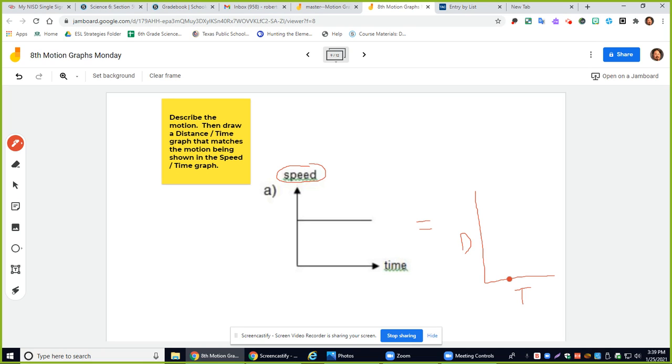So I didn't see that. Show me your distance time graph. What would a distance time graph look like? All right, everybody try the camera, show me your answer. Draw a distance time graph that matches that speed time graph.